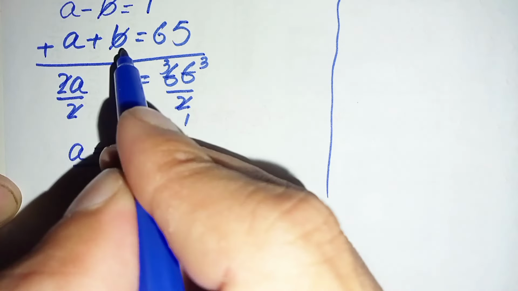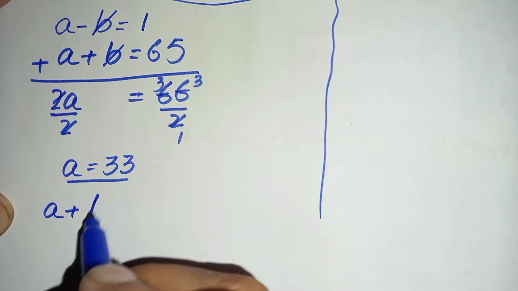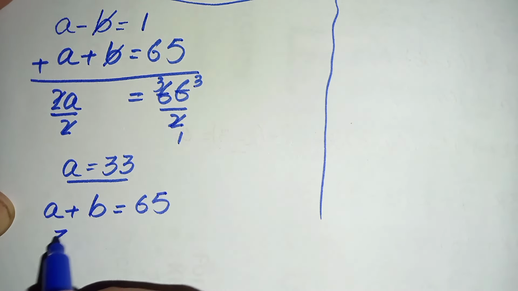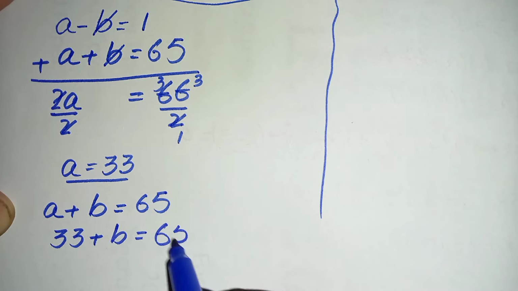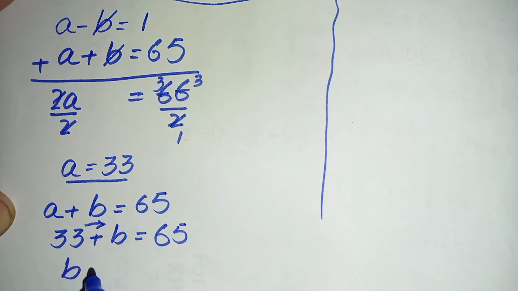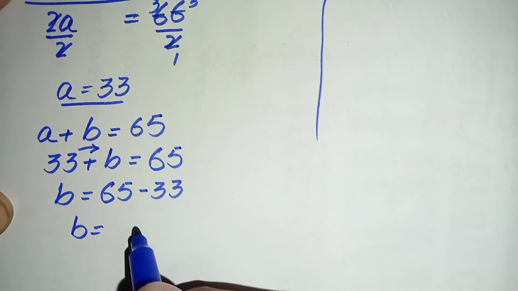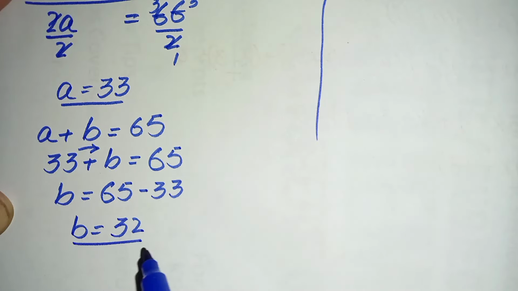So for that we will use this one equation, A plus B is equal to 65. Now the value of A is 33, plus B is equal to 65. And here we will move this 33 to the right hand side, so this will become negative. So B is equal to 65 minus 33. Now the final value of B will become 5 minus 3 is 2, 6 minus 3 is 3. So the value of B will become 32.